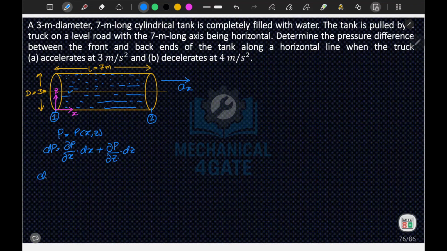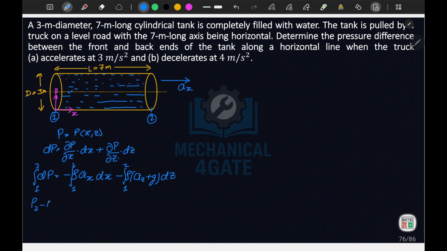So I can write dp is equal to minus rho ax times dx minus rho az plus g times dz. Now if we take this between two points, or integrate it from point 1 to 2, we get p2 minus p1 is equal to minus rho ax, as ax is constant, times dx integrated, which is x2 minus x1.